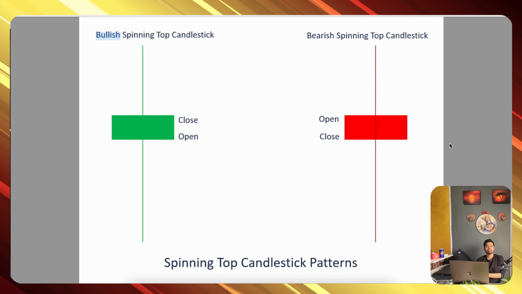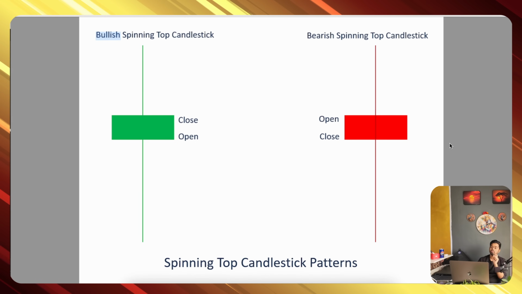What does spinning top candlestick indicate? In this video, let's understand the story of the spinning top. Is this actually a bullish sign or a bearish sign? First of all, let's understand the structure of this spinning top.